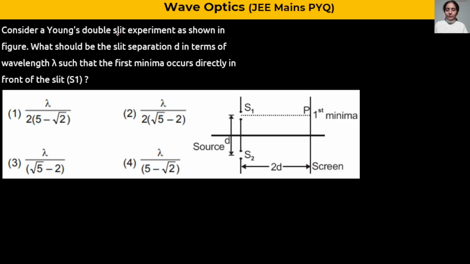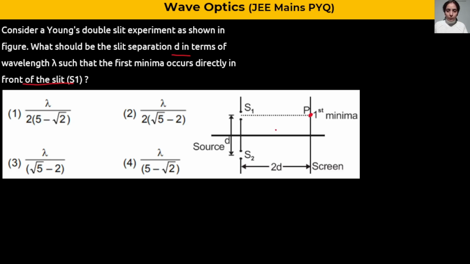Now let us look at this question. Consider a Young's double slit experiment as shown in figure. What should be the slit separation D in terms of wavelength such that first minima occurs directly in front of slit S1? So the first minima you are getting directly here, and the question asks what should be the value of D in terms of lambda for this to happen.